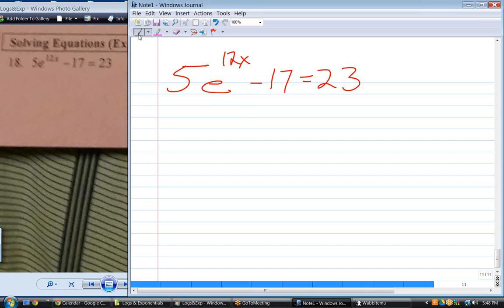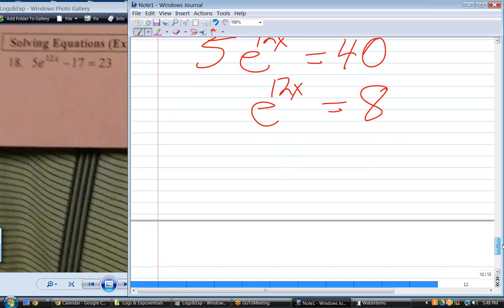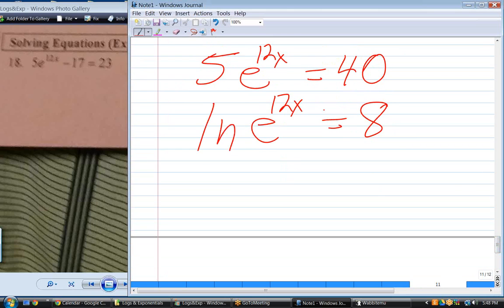What's the first step? Subtract 23 from both sides. If we're trying to isolate this, we want to get everything else on the other side of the equation. Then add 17 to both sides. Now what? Divide both sides by 5. Now what? Take the natural log of both sides. Very good.